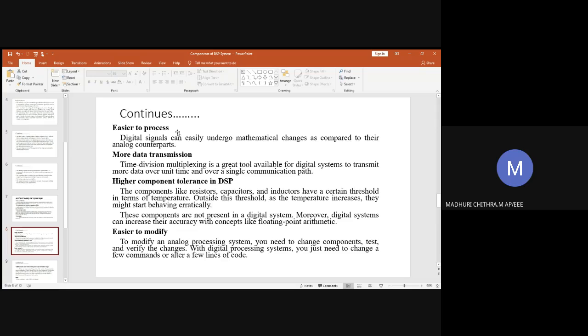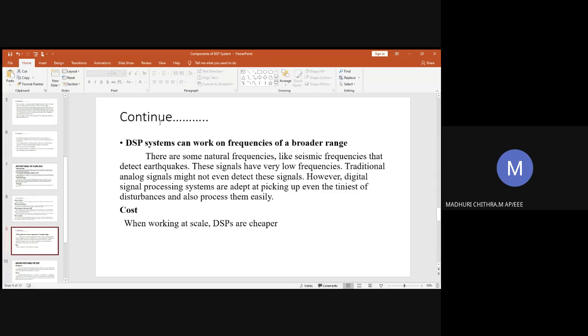So I'm saying these are just the advantages. Just go through them. By reading this, I think you will understand and get more idea about the topic. DSP systems can work on a broader range of frequencies. There are some natural frequencies, such as seismic frequencies. A seismograph is normally used to detect earthquakes. These seismic signals have a very low frequency, and traditional analog systems might not even detect them. However, digital signal processing is adapted to picking up even the tiniest disturbance and processing it easily.